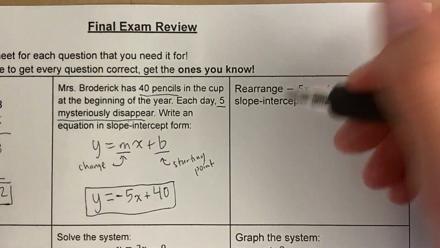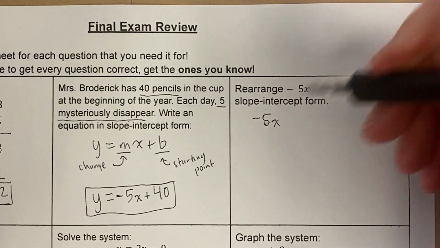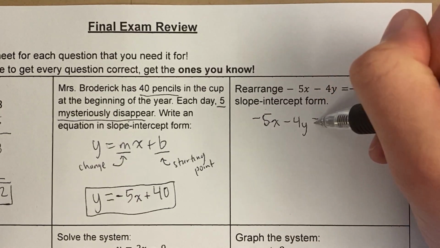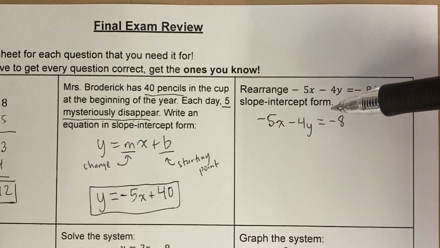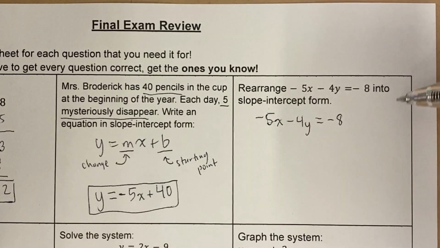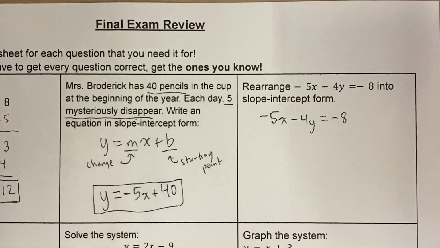Rearrange this into slope-intercept form. Okay? Now listen, be careful. You got to read the directions because this one says rearrange, but it doesn't always say that, right? Like sometimes the directions will say find the y-intercept or find the x-intercept. So just make sure you're paying attention to what the directions say.